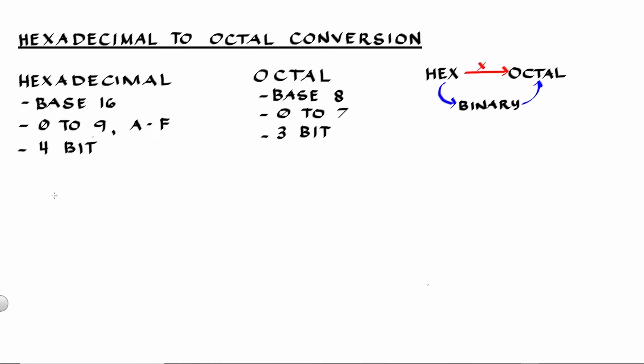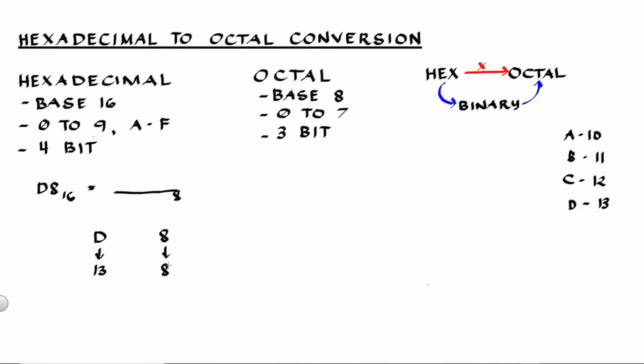For our first example, let's convert the D8 hex into an octal form. First, we will rewrite D and 8, giving each digit enough space. Next is to convert the hex into a decimal number. A corresponds to 10, B corresponds to 11, C corresponds to 12, and D corresponds to 13. So this is 13, and 8 is just 8.